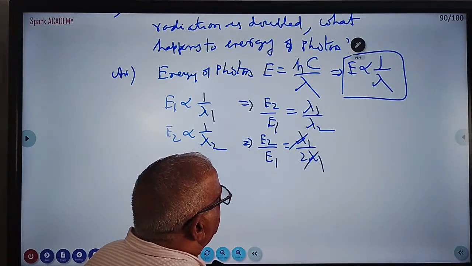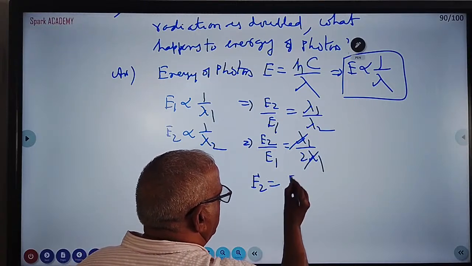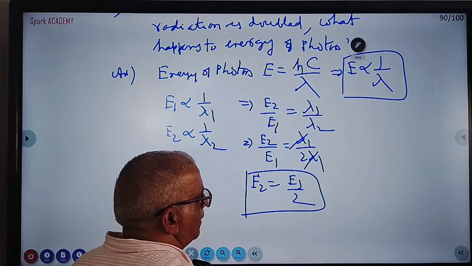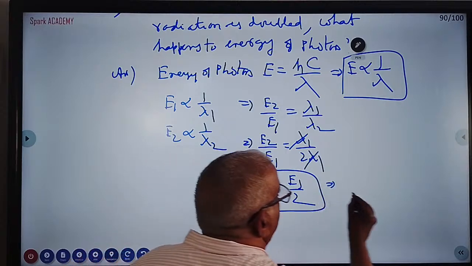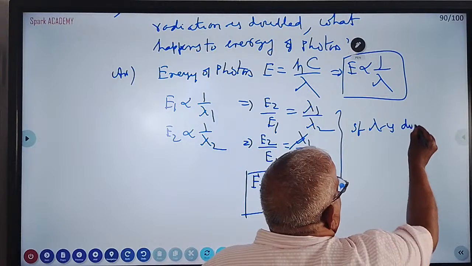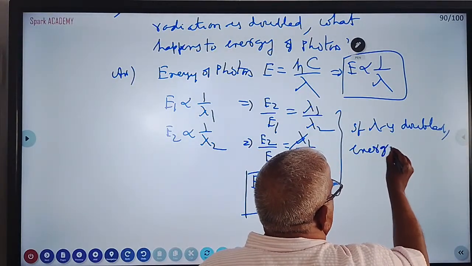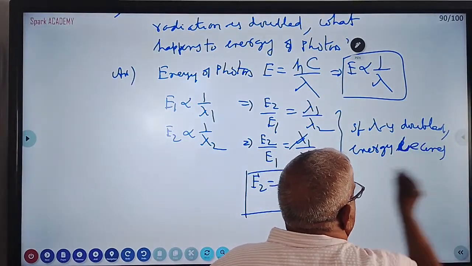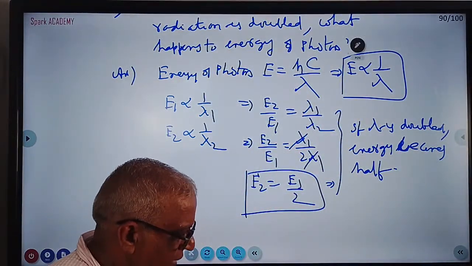Lambda 1 gets cancelled. I want energy. E2 is nothing but E1 by 2. So if wavelength is doubled, energy becomes half of the original. This is one problem.